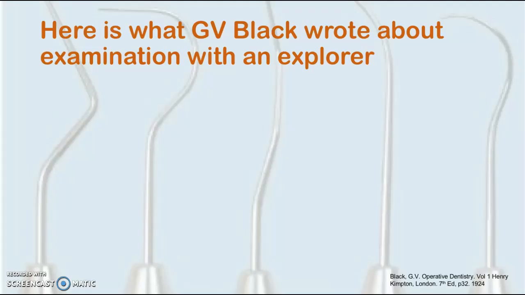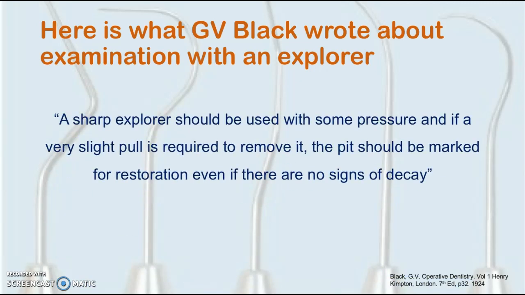And here is what G.V. Black wrote about examination with an explorer, which is pretty much the only tool they had in his days. He wrote, "A sharp explorer should be used with some pressure, and if a very slight pull is required to remove it, the pit should be marked for restoration, even if there are no signs of decay." Now, I know his concept involves prevention, but here we are talking specifically about non-cavitated lesions. And when he focused on this, he understood the problem enough that he said even the slightest pull means restoration.